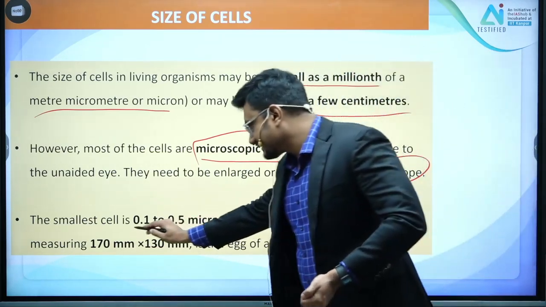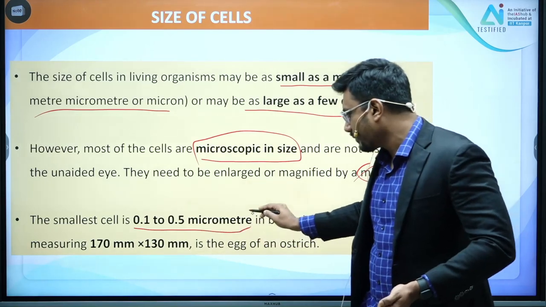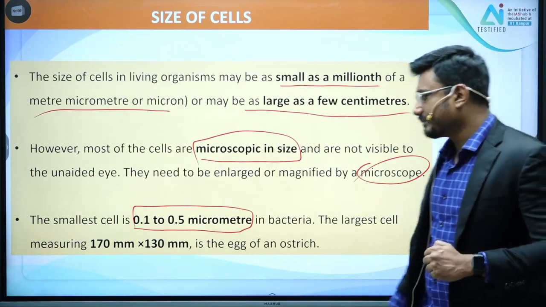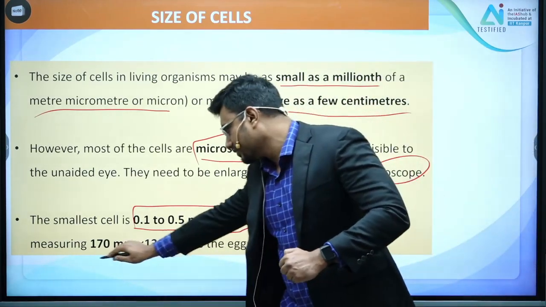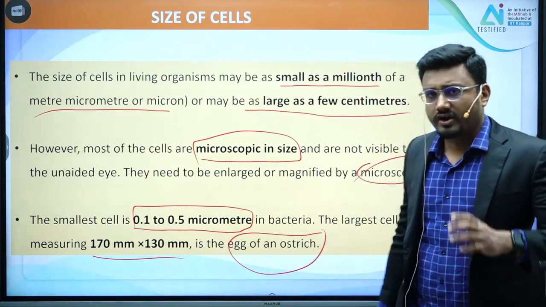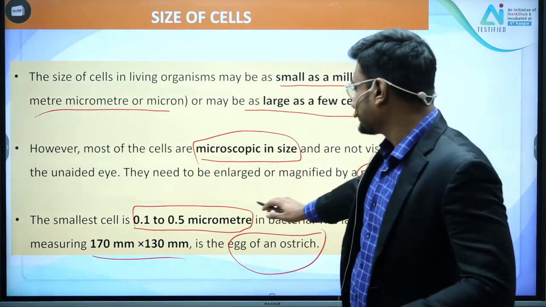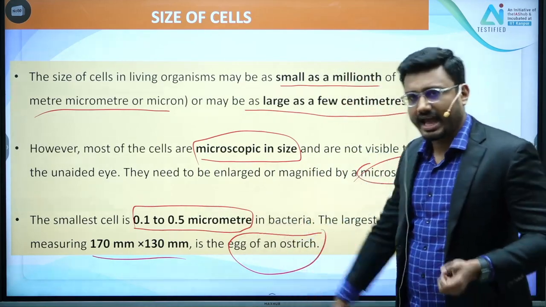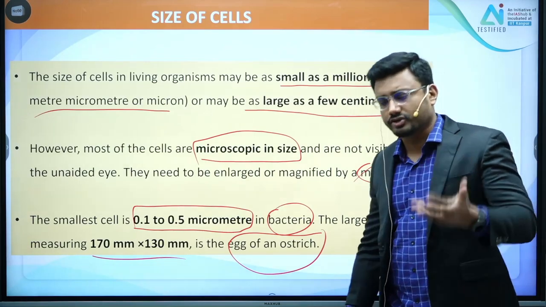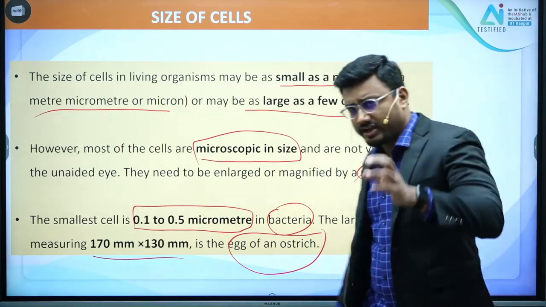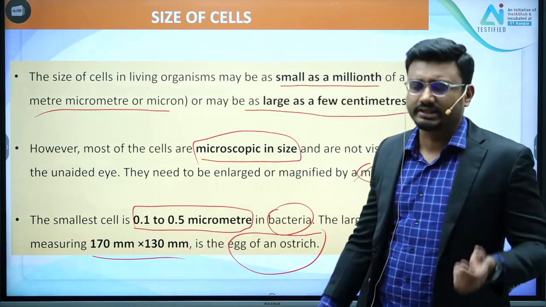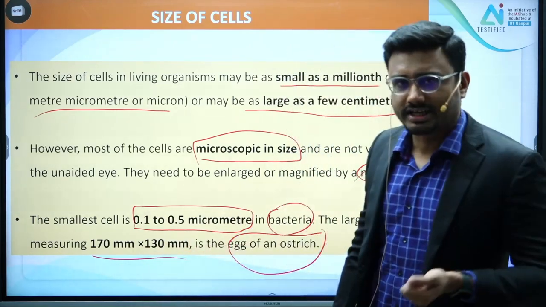The smallest cell is 0.1 to 0.5 micrometer, in bacteria. The largest cell measures around 170 mm by 130 mm, that is the egg of an ostrich. So the egg of an ostrich is the largest cell, we can say, and the smallest cell is that of bacteria, 0.1 to 0.5 micrometer. The egg of the ostrich measures around 170 millimeter by 130 millimeter. Now let's move on to the next slide.